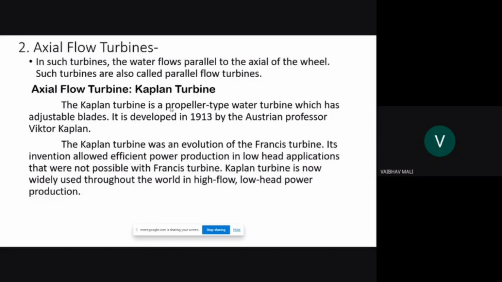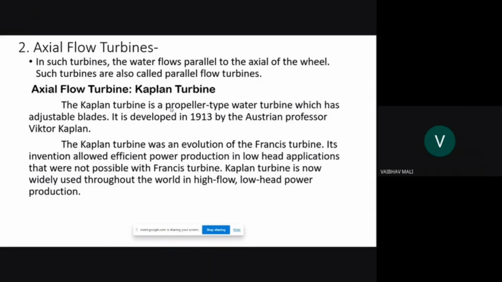The second type is axial flow turbines. In such turbines, water flows parallel to the axis of the wheel. Such turbines are called parallel flow turbines. An example of an axial flow turbine is the Kaplan turbine. The Kaplan turbine is a propeller type water turbine which has adjustable blades.